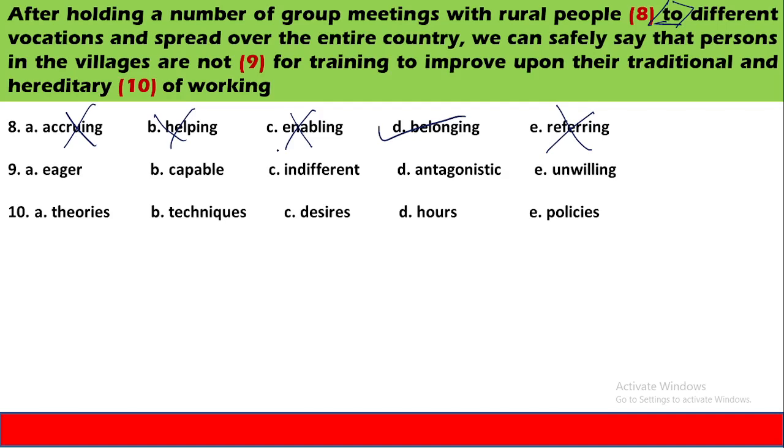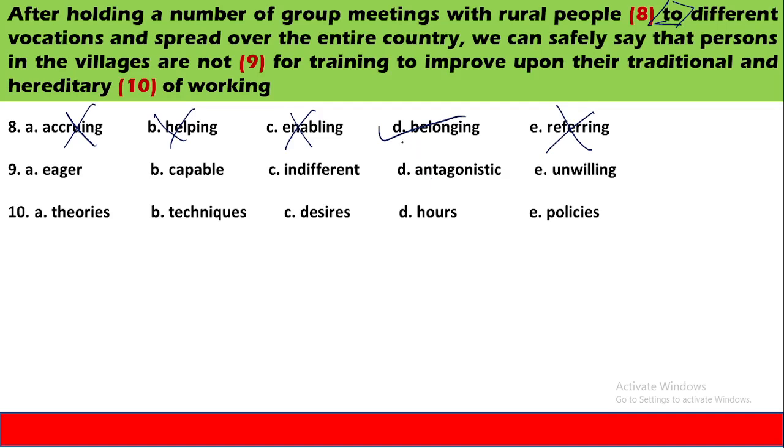We can safely say that persons in the villages are not eager, capable, indifferent, antagonist for training to improve upon their traditional and hereditary. Antagonist means someone who is an opponent, who strongly opposes something. So definitely they will be antagonist to any kind of changes, any kind of modern or positive changes.